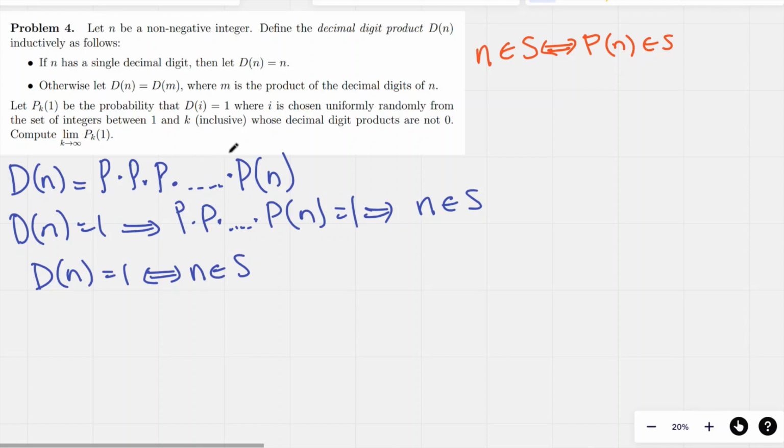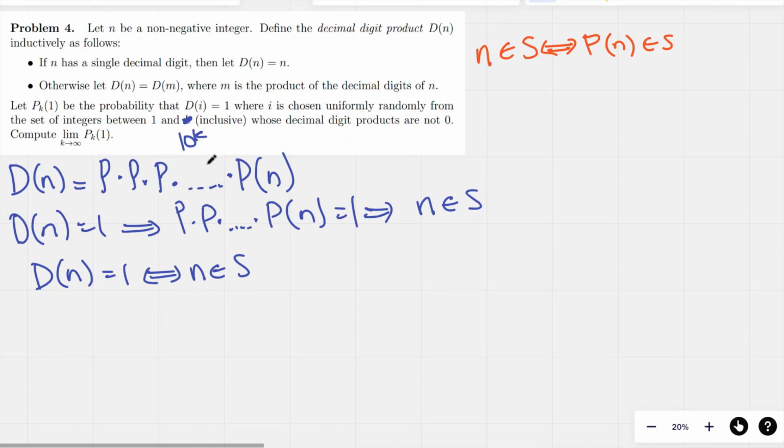So we want to know the probability that D of I is 1, where I is chosen uniformly randomly from the set of integers between 1 and k inclusive, whose decimal digit products are not 0. And so to do this, I'm going to change this k here to 10 to the k, and the argument is essentially the exact same thing, but it's much easier to explain with 10 to the k here, because if we think about how we define this set S, it's just got all the positive integers whose digits are just all 1s.